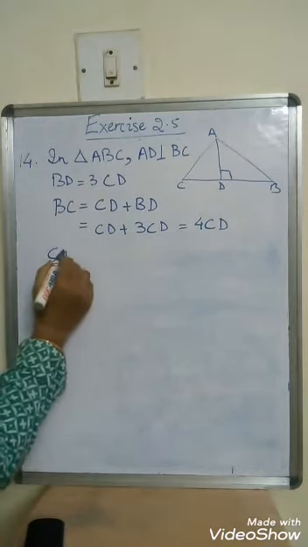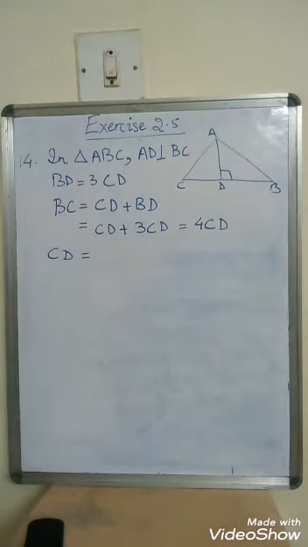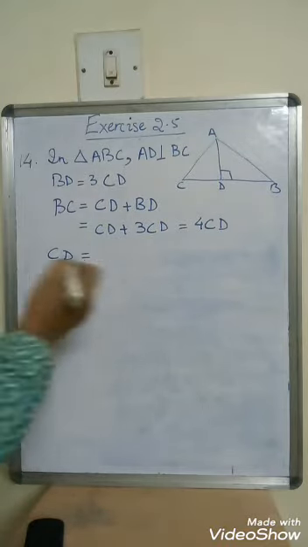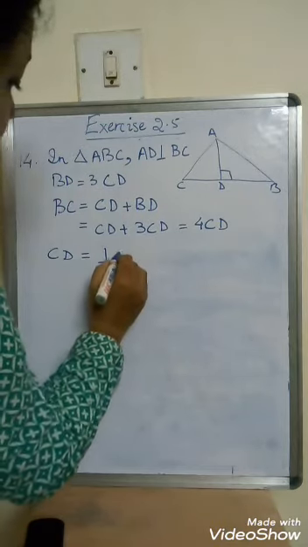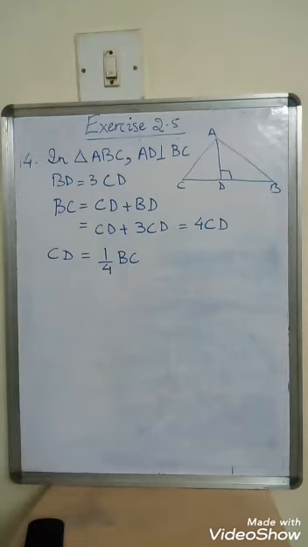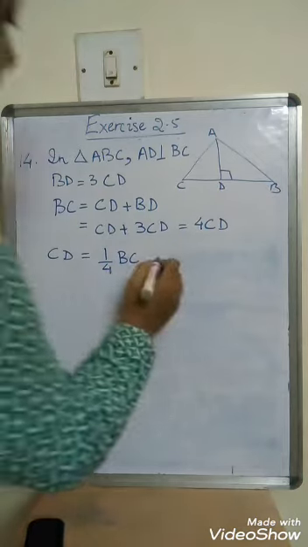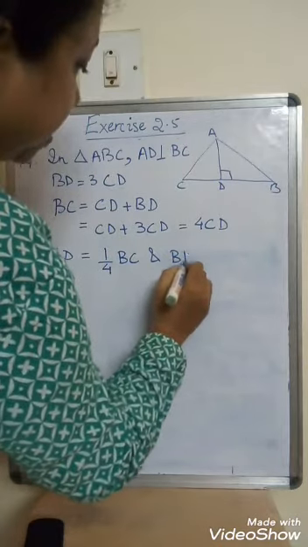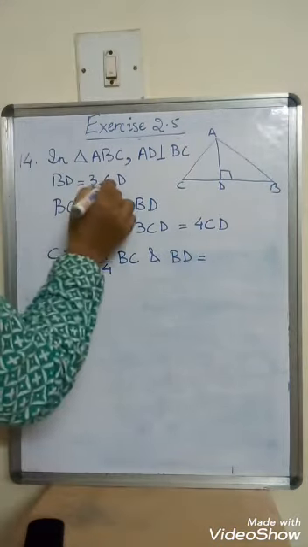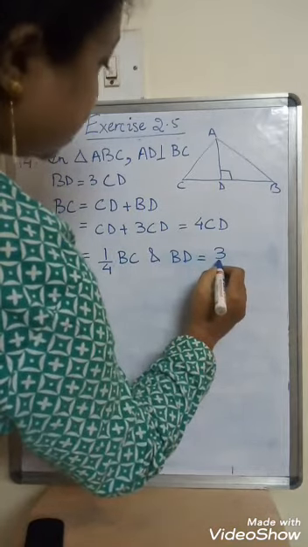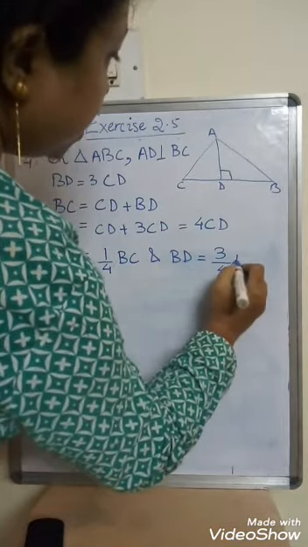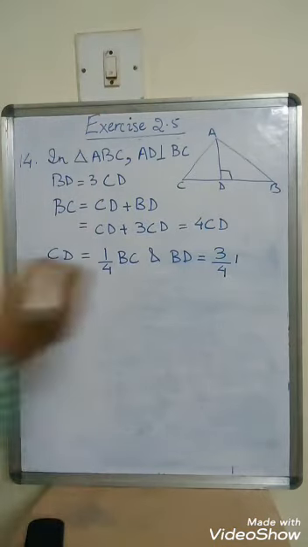So now what will be CD? Let us find out CD. It will be 1/4 of BC, right? It will be 1/4 of BC and BD will be how much? BD was 3CD, right? So BD will be 3/4 BC.